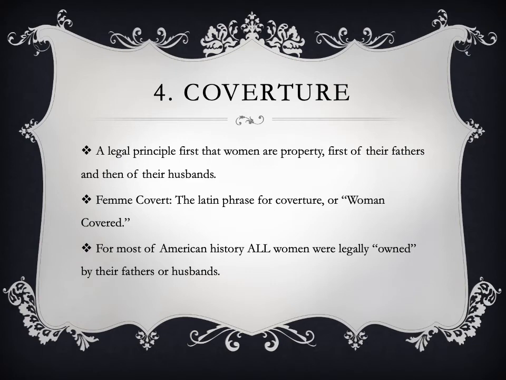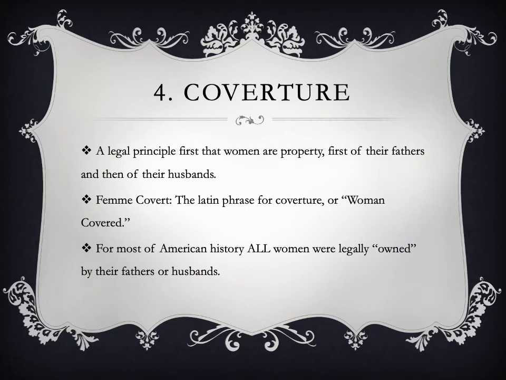A legal principle that women are property, first of their fathers, and then of their husbands. That is, that women are owned first by their fathers, as old children technically are by the law, and then by their husbands. Coverture comes from the Latin phrase feme covert, which means woman covered. So a woman is legally covered by her father and then her husband. For most of American history, all women were legally owned for most of their lives. The only time you escaped coverture is if you became a widow, because when you married, your father gave up rights to owning you, and then when your husband died, he gave up the rights because he was dead, and that left you what we called in American history and in American law feme sole, woman alone.